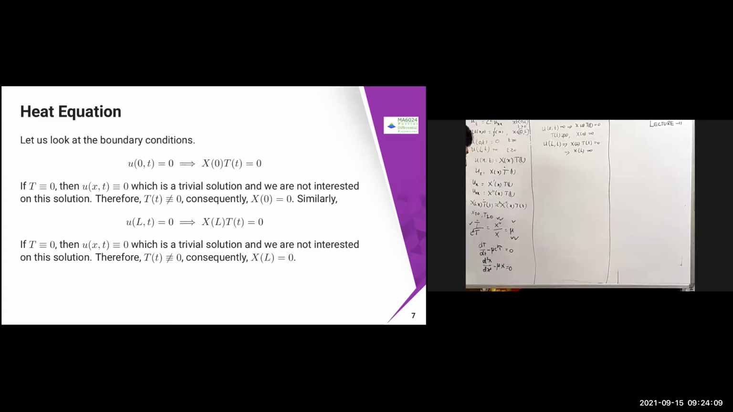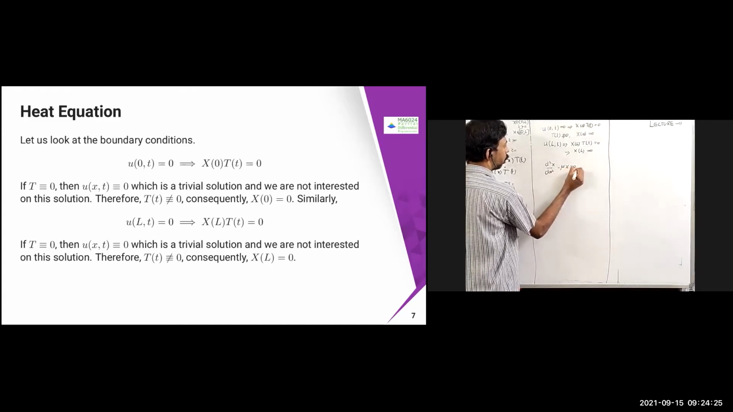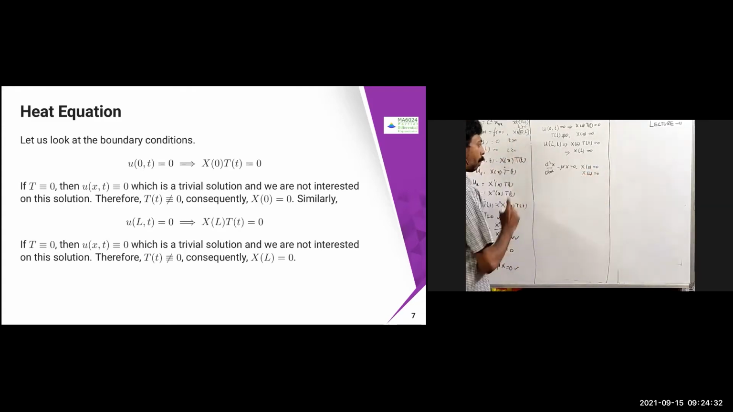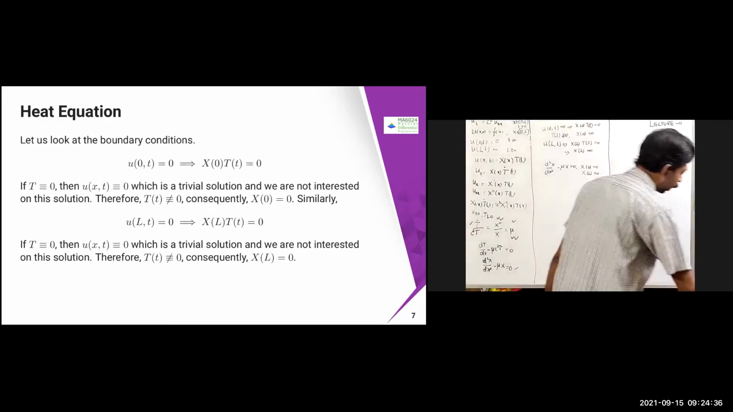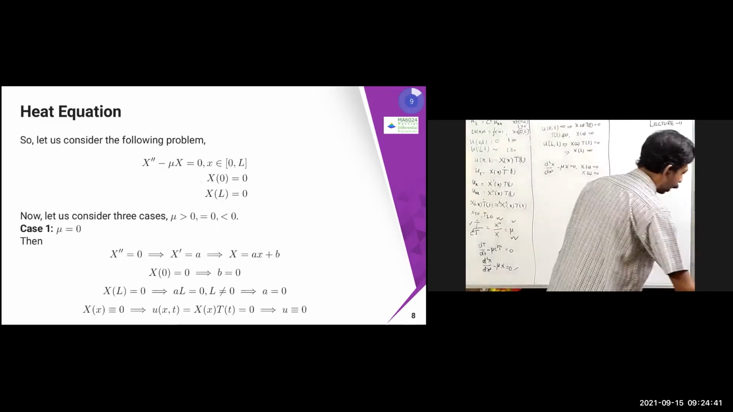Now what I got is that I'm going to consider this problem: d square X by dx square minus nu X equal to 0, X of 0 equal to 0, X of L equal to 0. This is problem number 1, which I'm going to solve. Let us solve this problem and then we'll come to the time-dependent problem later.